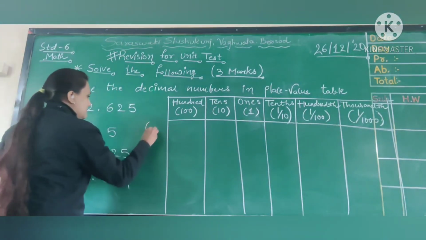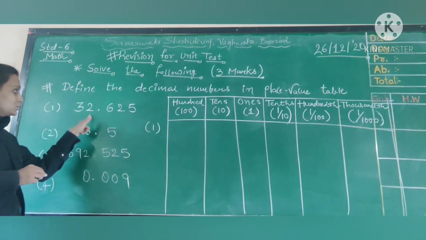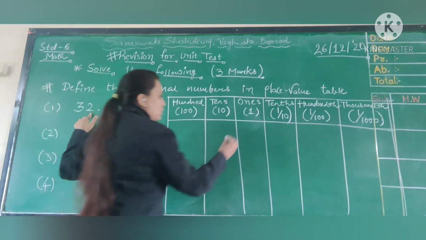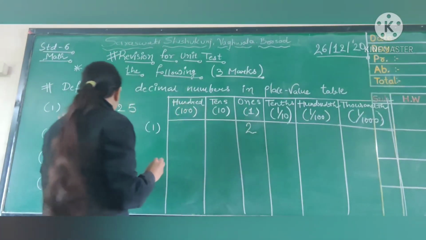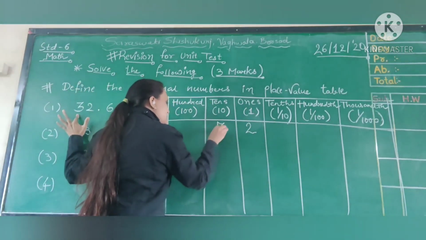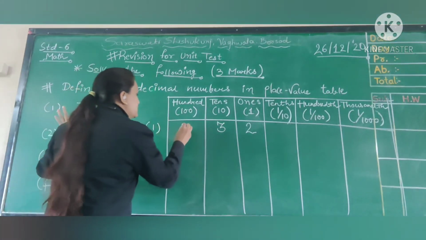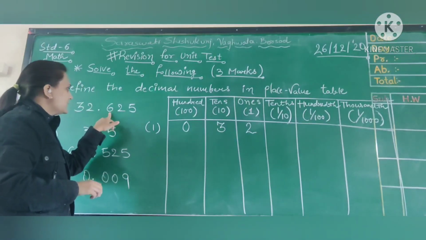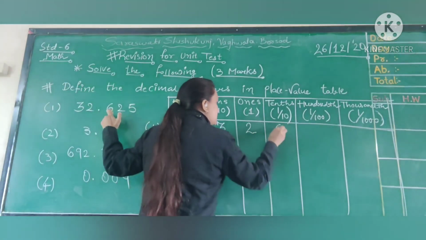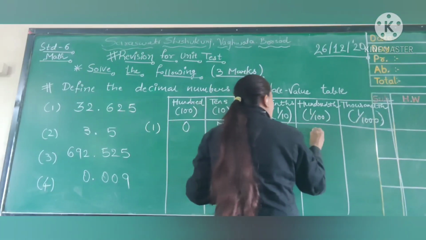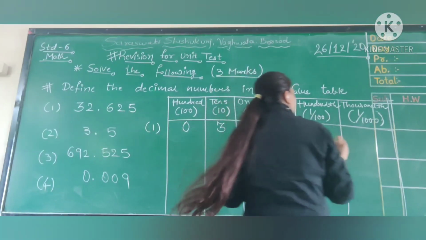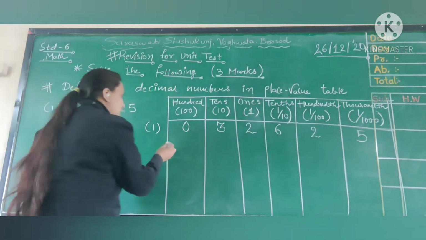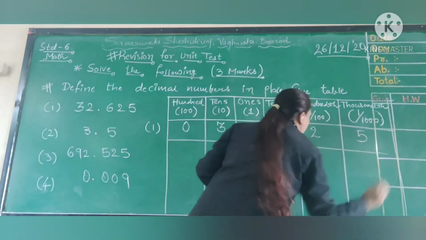Your first number is given: 32.625. Here you can see 2 is at the ones place, 3 is at the tens place. There is no 100 place given, so we have to keep 0. Then after the decimal, the first digit is 6, meaning the tenths place is 6, then 2 is at the hundredths place, and 5 is at the thousandths place. Okay, so here we have defined the first number in the place value table.